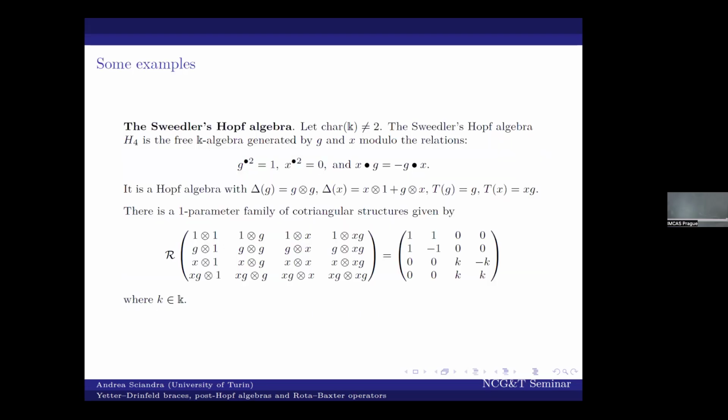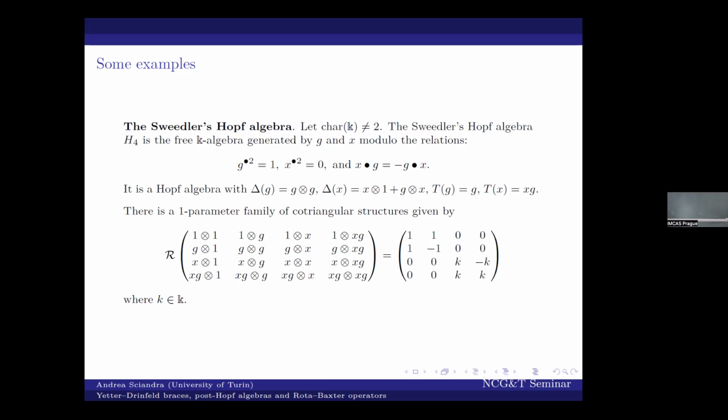And so some precise examples. So start with the Sweedler algebra. The base field is assumed to be of characteristic different from 2. The Sweedler algebra is just the algebra generated by G and X modulo this relation. I just use bullet because this will become the second structure of the Yetter-Drinfeld brace datum. Also for the antipode, I just use D. But okay, it's the same.